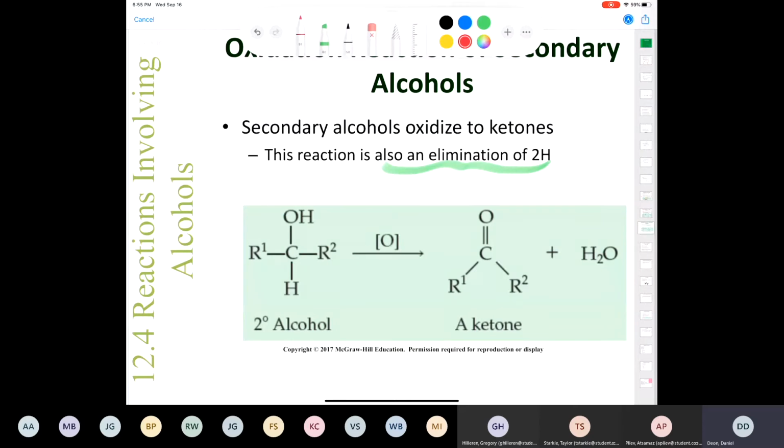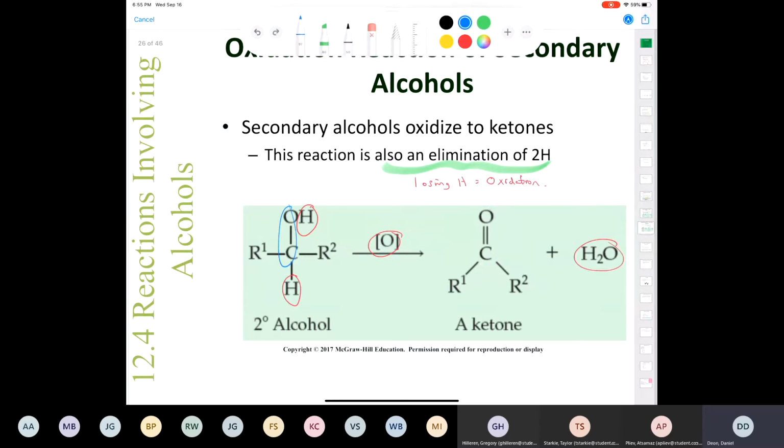Remember what I told you earlier. Losing hydrogen is reduction. No, I didn't say that. Losing hydrogen is oxidation. I'm getting tired. Anyhow, losing hydrogen is oxidation like that. So we're going to lose 1, 2 hydrogens. Those are going to combine with the oxygen from the oxidizing agent to make water. And then you're going to make a double bond between the carbon and the oxygen to make a ketone, just like that.